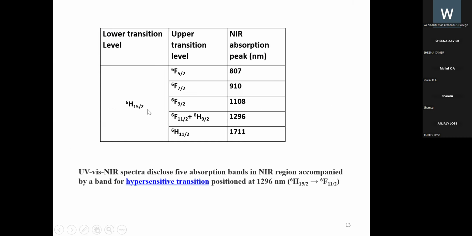The dysprosium level transitions are taking place from 6H15/2 to the different levels which are obtained in the NIR region, as tabulated in the table.